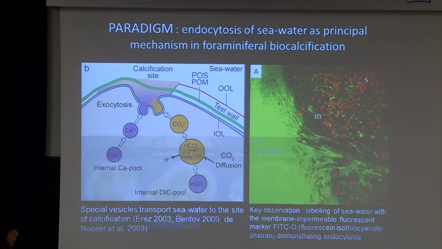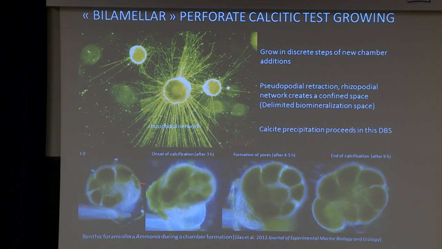And what we did to answer this question, we took Ammonia as a model. Ammonia is one of the most used foraminifera for biocalcification studies. Here you see a living cell of Ammonia foraminifera, and you can see the shell inside the cell. The shell is covered by what is named ectoplasm that forms a sort of very complex rhizopodial network around it.